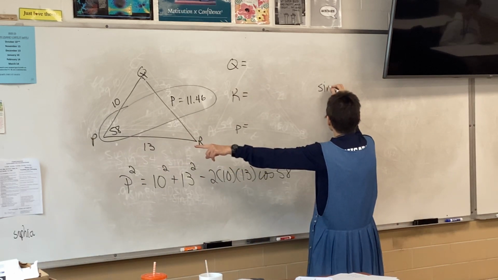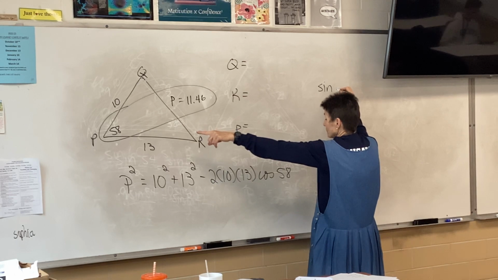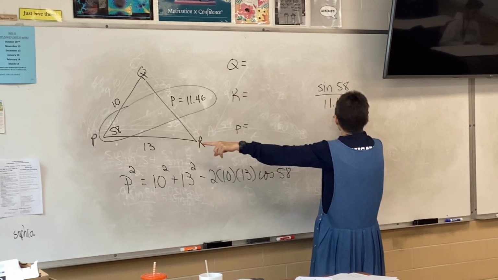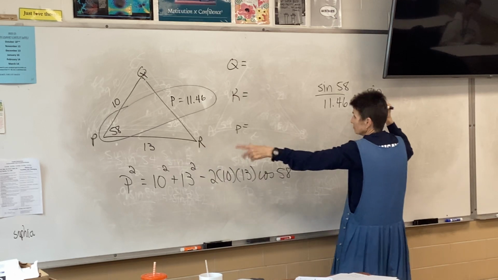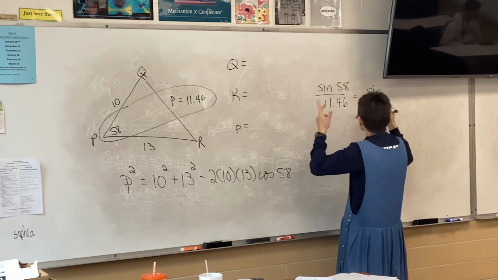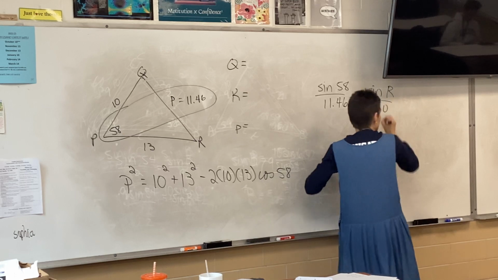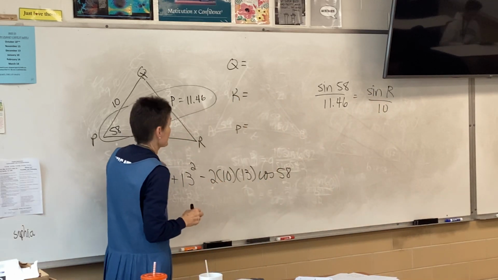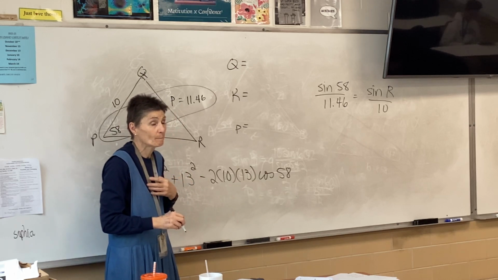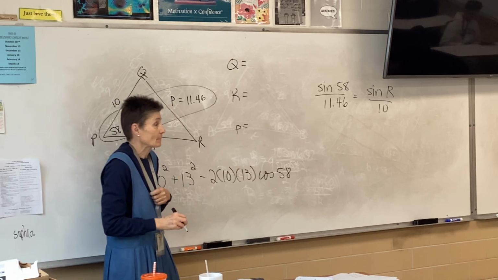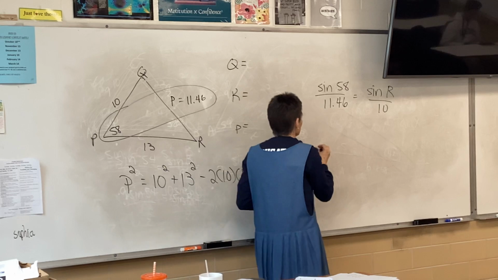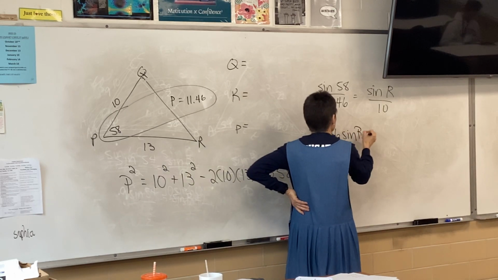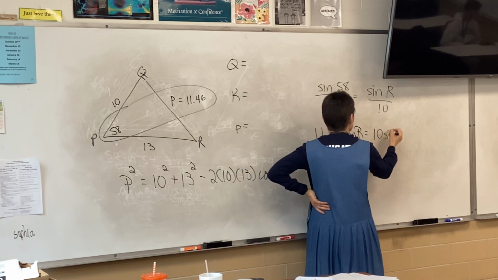Sine 58 over 11.46 equals sine R over 10. I could do Q over 13, it doesn't matter, I do one of them. So we'll cross multiply: 11.46 sine R equals 10 sine 58.